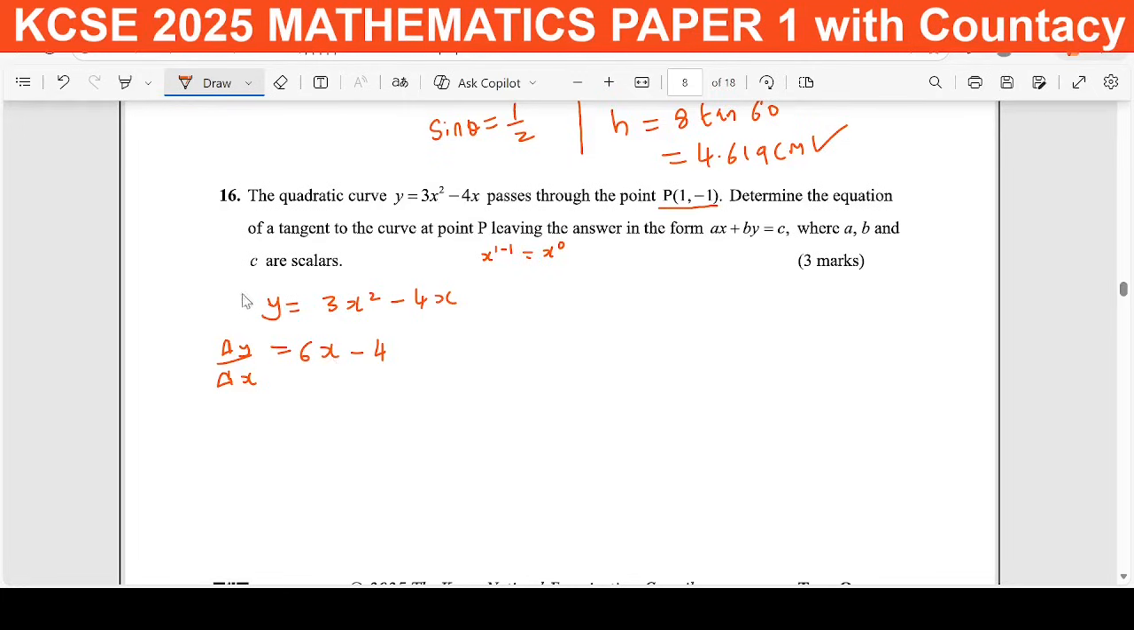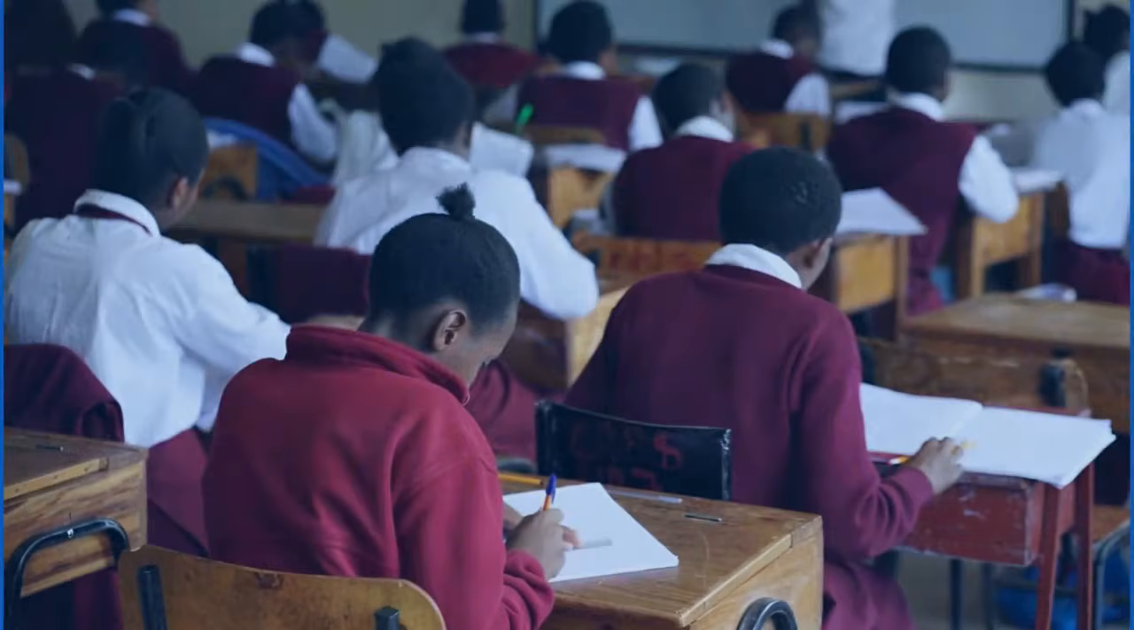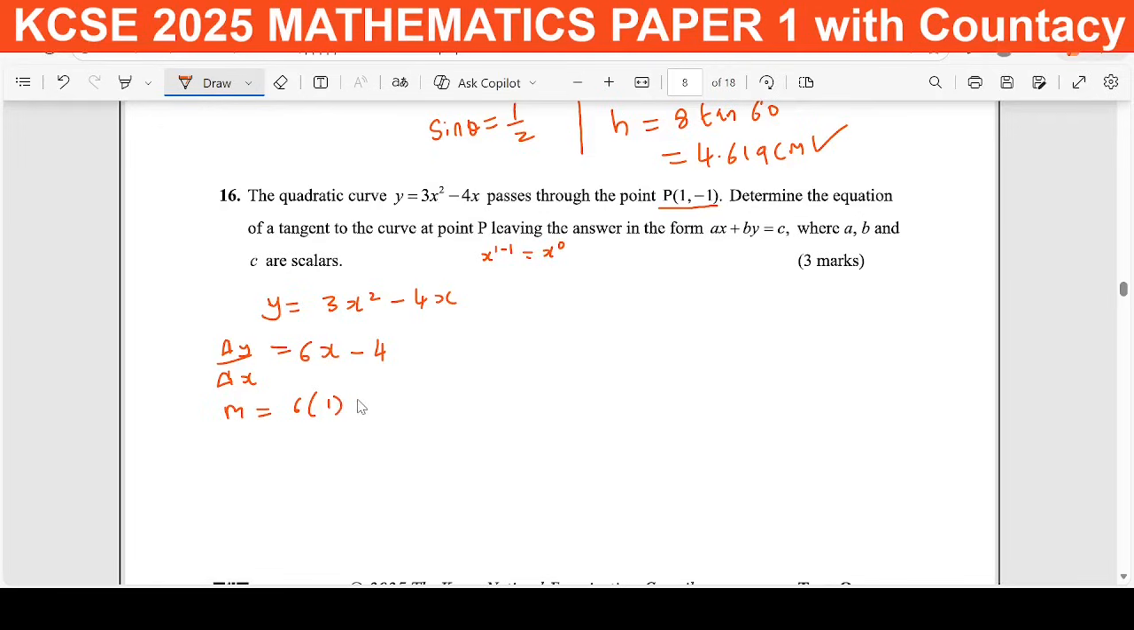But now remember that this gradient, we can always call it the gradient. We know the value of x because we know that it is passing through (1, negative 1), and the value of x here is 1. Therefore, we replace x by 1 to get the actual gradient in terms of something that is really measurable. So we have 6 multiplied by 1, that's 6, minus 4, that's 2. Therefore, the gradient for the quadratic curve is equal to 2.